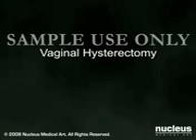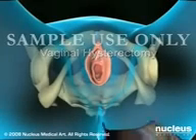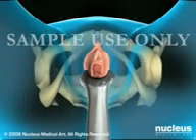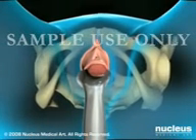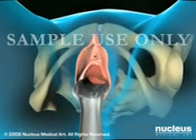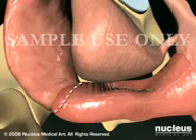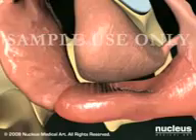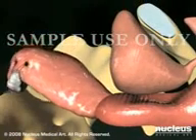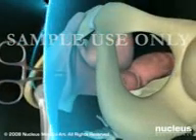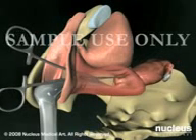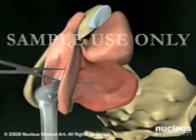For a vaginal hysterectomy, a weighted speculum is inserted into your vagina to stretch it and hold it open. Your surgeon will make an internal incision around the cervix, cut the ligaments and tissues holding the uterus in place, and slide the uterus out through the vagina.